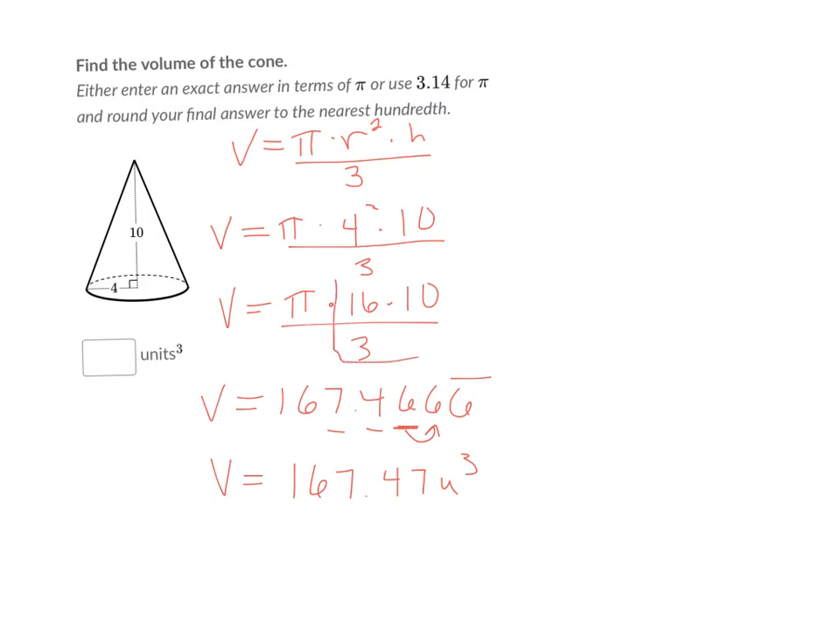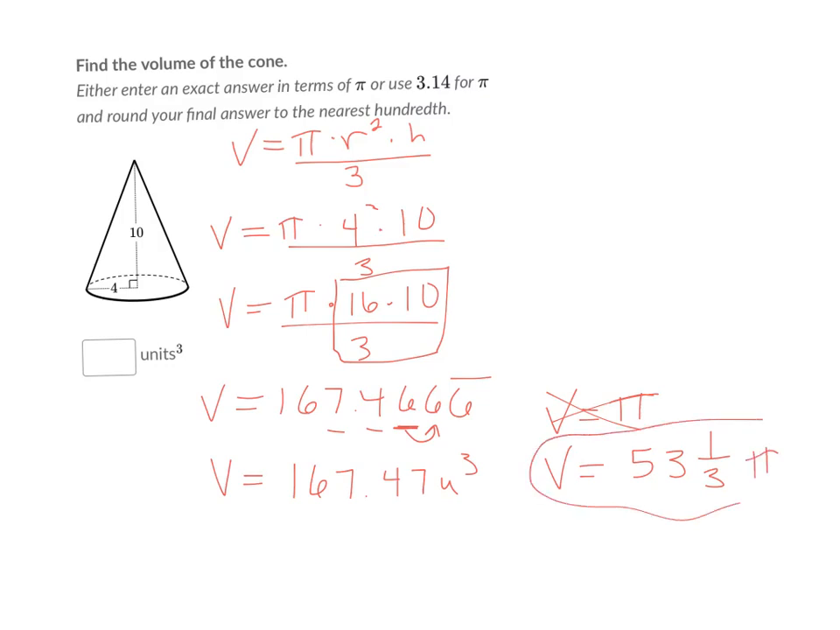Now, we could also do it in terms of pi. So if we just did this part, if we just did 16 times 10 divided by 3, that would give us 53.333333, so that's 53 and a third pi. So either this one or this one should have worked for you. Let's take a look at the third one.